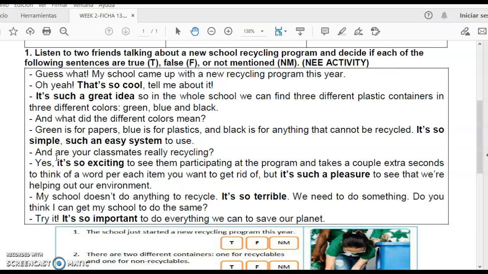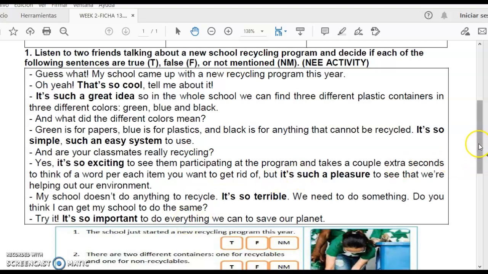And are your classmates really recycling? Yes, it's so exciting to see them participating in the program. It takes a couple extra seconds to think of a container for each item you want to get rid of. But it's such a pleasure to see that we're helping our environment. My school doesn't do anything to recycle. It's so terrible. We need to do something. Do you think I can get my school to do the same? Try it. It's so important to do everything we can to save our planet.